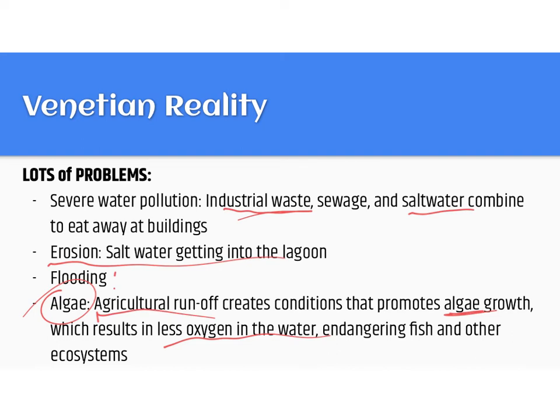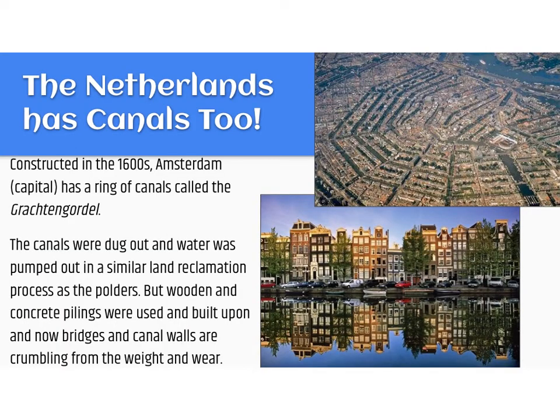All right. So the Netherlands also have canals. This picture up here is Amsterdam, the capital of the Netherlands. Constructed in the 1600s, Amsterdam has a ring of canals called the Grachtengordel, is how you say that. So these canals are similar to the age of the Venetian canals, hundreds and hundreds of years old.